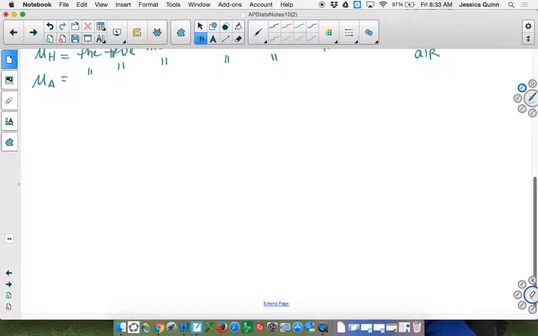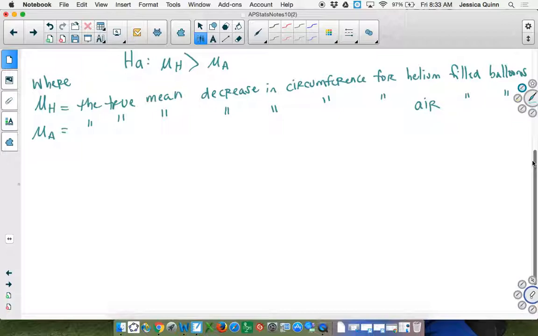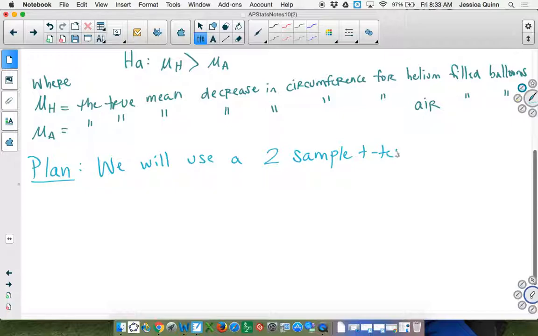Plan. Well, we will use a what? Two-sample t-test. Okay, 2-sample t-test, if the conditions are met.